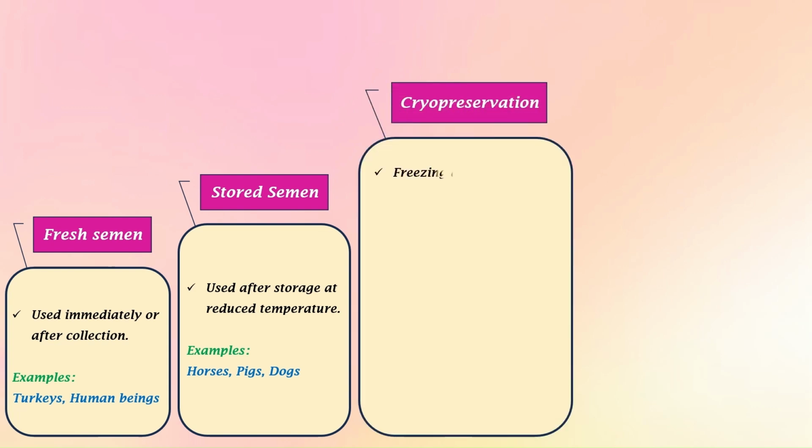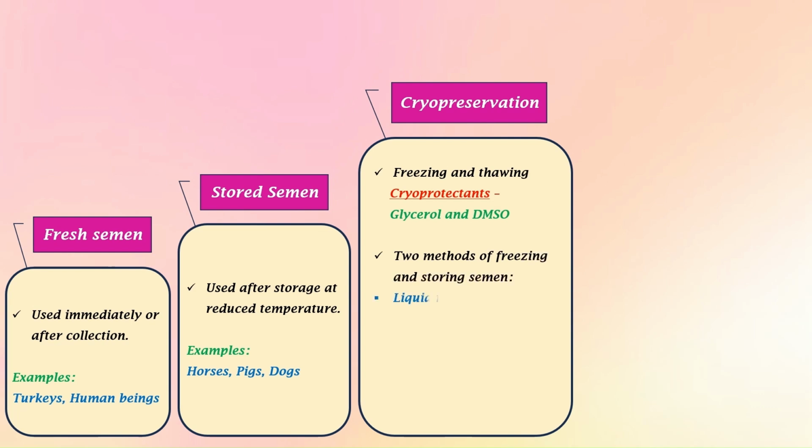Fresh semen is used immediately or after collection. Examples: turkeys, human beings. Stored semen is used after storage at reduced temperature. Examples: horses, pigs, dogs. Cryopreservation is currently the best technique for achieving optimal freezing and thawing rates for a specific specimen. Glycerol and DMSO are commonly used cryoprotectants.